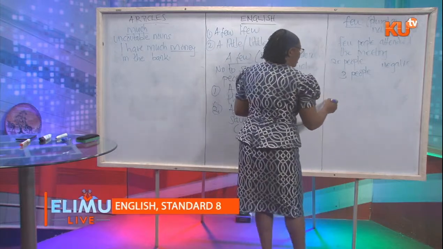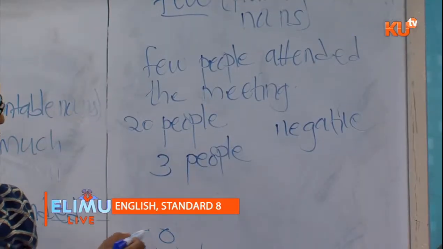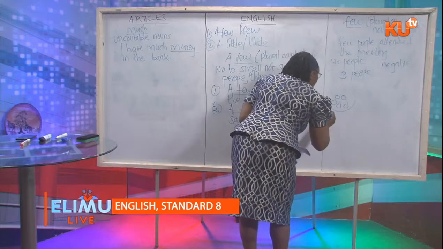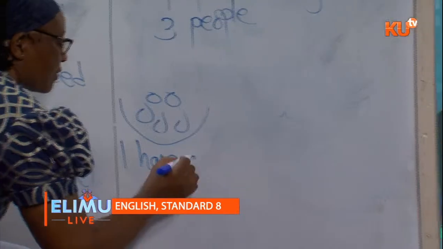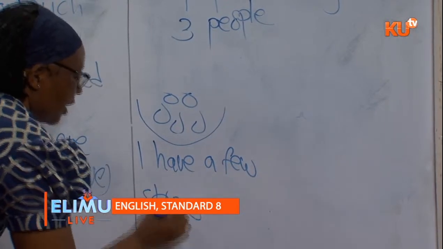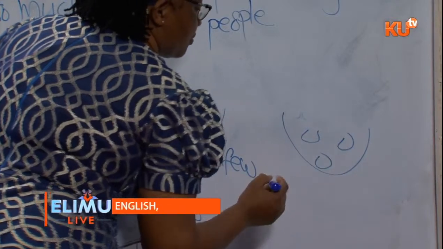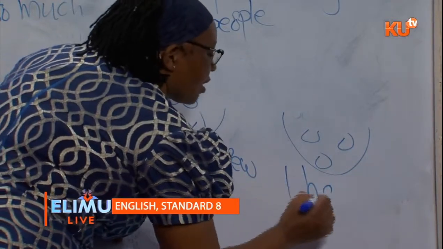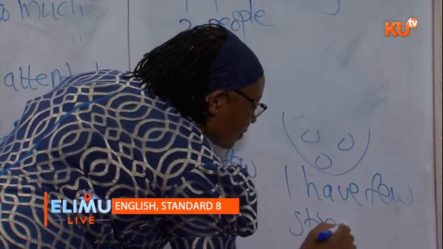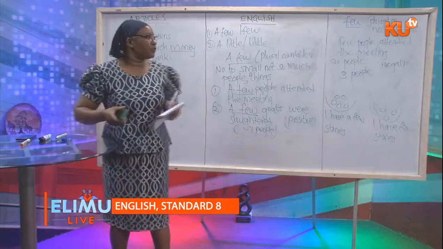That is the major difference. And let's say that you have like 5 stones. So you say, I have a few stones. And when you have, let's say, 3, you say, I have few stones. So that is the difference between a few and few.